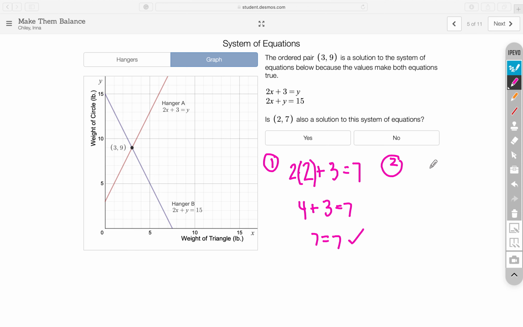Let's try the second one. 2 times 2 plus 7 is equal to 15? 2 times 2 is 4, plus 7 is 11. Is it equal to 15? No, this is not true. 11 does not equal 15, so the point 2, 7 cannot be a solution to the second equation. Therefore, it cannot be a solution to the system of equations.